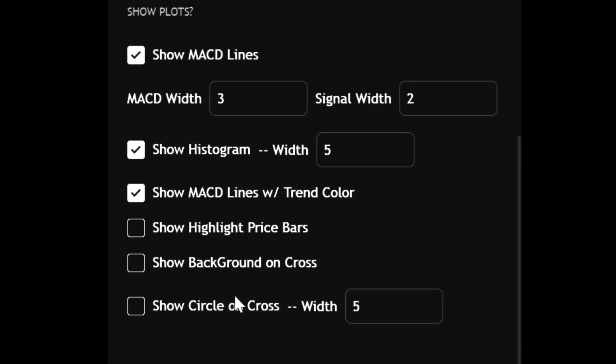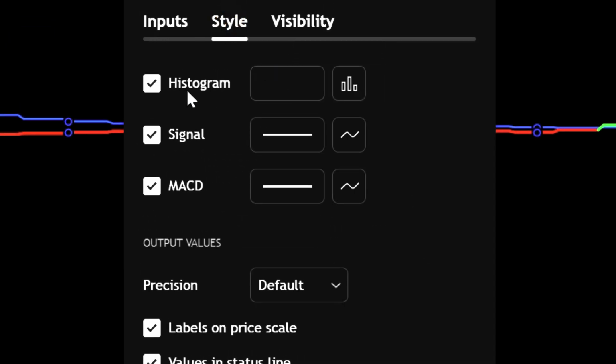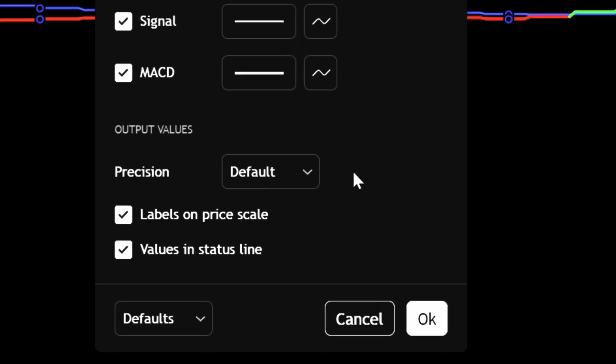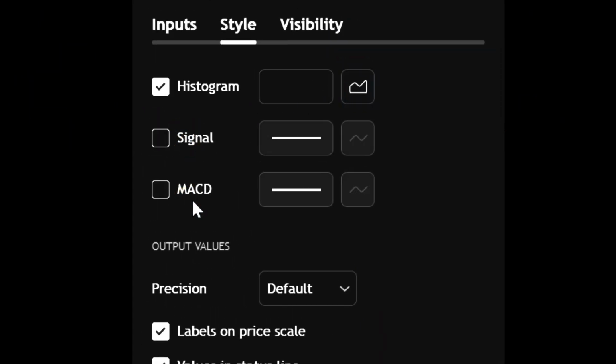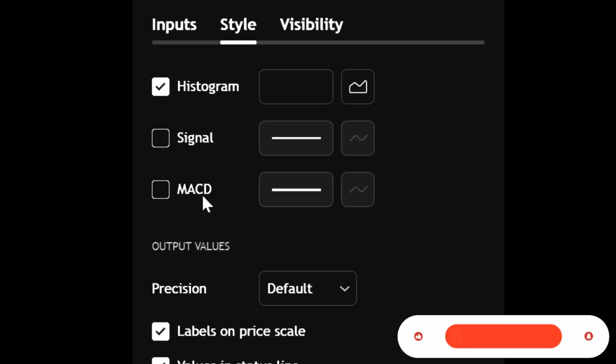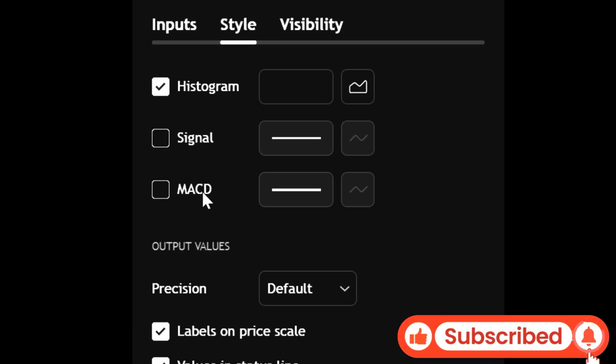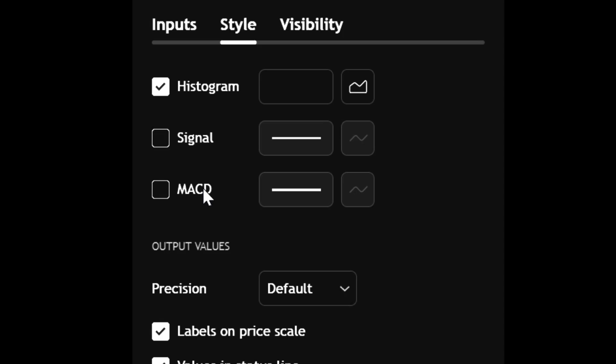In the style tab, switch the histogram to area. Also, make sure to disable both the signal and MACD options. We're only focused on that clean area for momentum confirmation. This makes our trading strategy super clean.